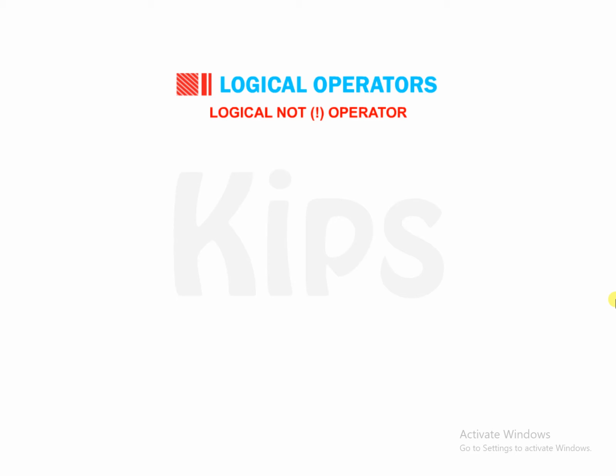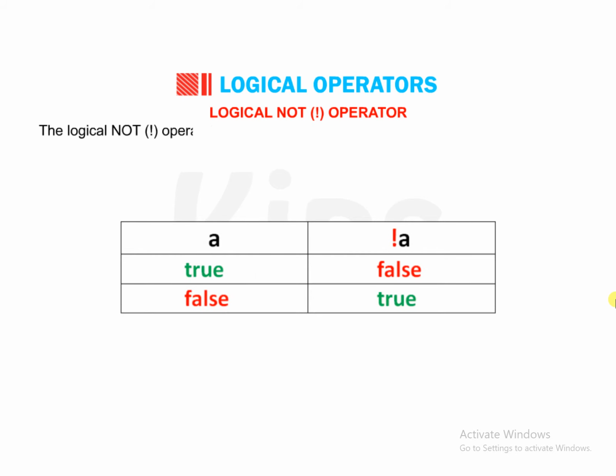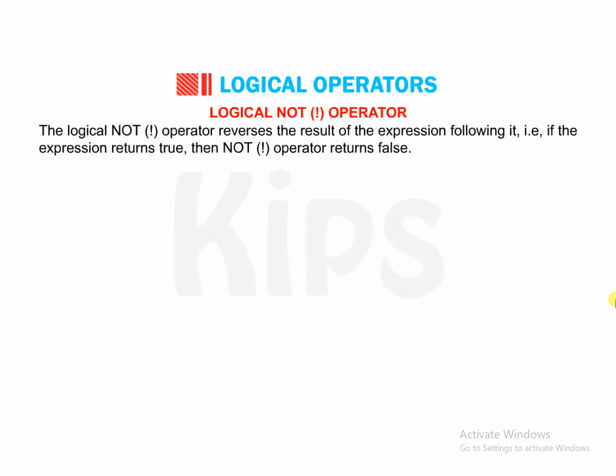Logical NOT operator. The logical NOT operator is a unary operator which deals with only one operand, a relational expression. The logical NOT operator reverses the result of the expression following it. That is, if the expression returns true, then the NOT operator returns false. For example, a = 9, b = 20; !(a > b).